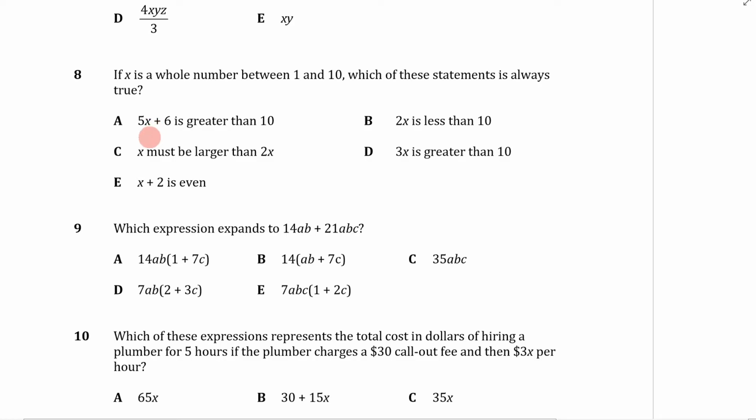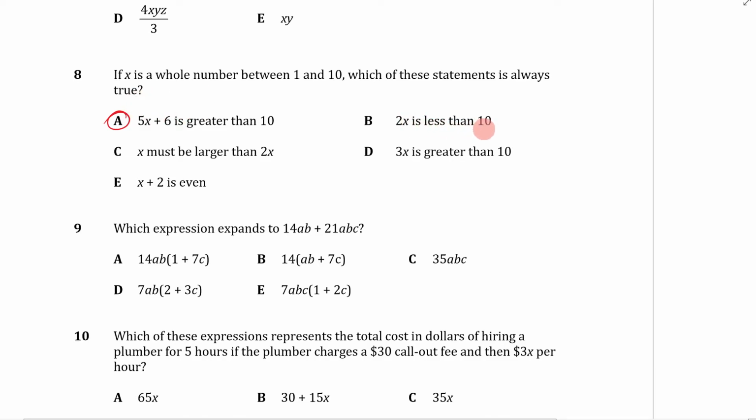Well, if I put 1 into this, like if x was equal to 1 in this case, I would end up with 5 times 1, which is 5, plus 6. So is that always going to be greater than 10? It is. That's a true statement right there. Because regardless of what I put in there, if I put 2 in there, it's going to be 5 times 2 plus 6. 5 times 2 is 10, plus 6 is 16. No matter what I put in there, it's going to work.